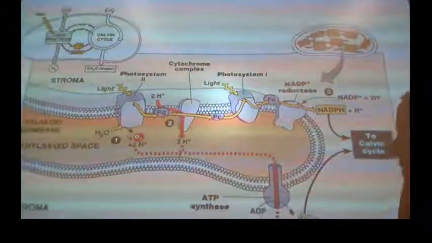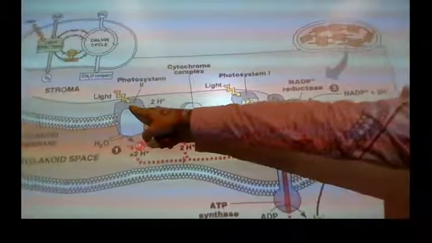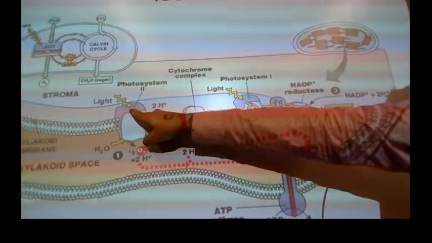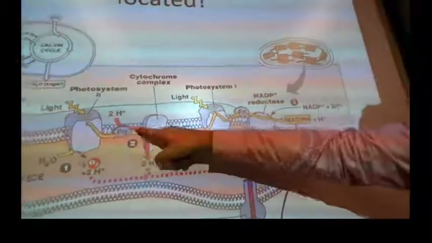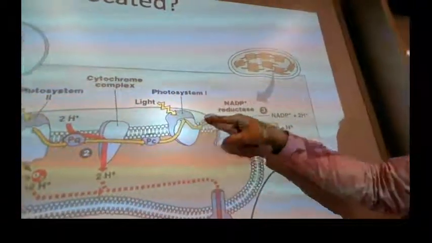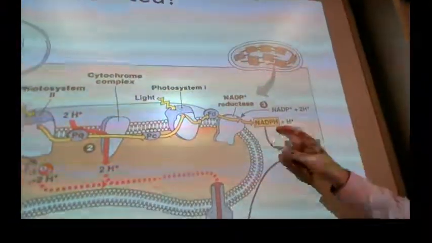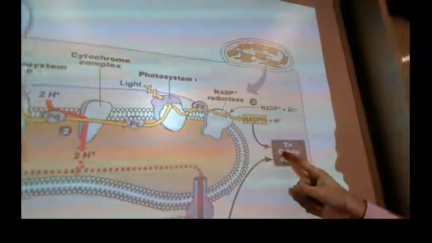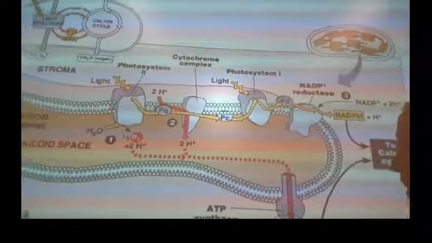The issue is, if the electrons leave a magnesium that's located here, and they move through the rest of these accessory proteins, and they wind up in NADPH, and they're taken to the Calvin cycle, how do we replenish the electrons?